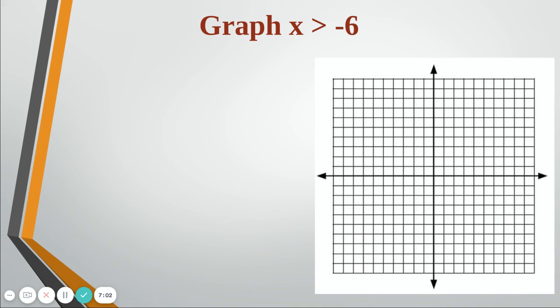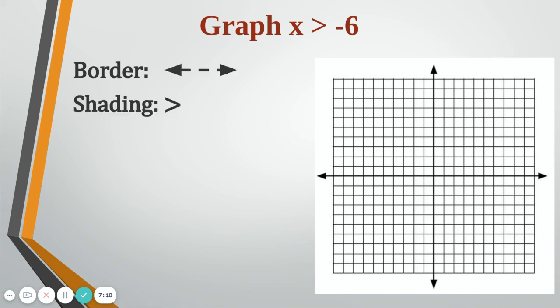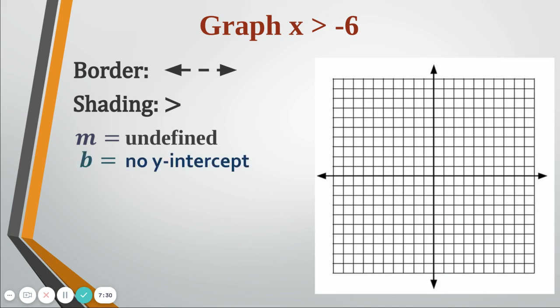Last example, this time I have x is greater than -6. Well, the greater than means my border is a dashed line, and because we don't have a y, we're not shading up or down, so I'll go ahead and finish that towards the end. My slope, well, since I have x is greater than -6, that means that this is a vertical line, so my slope is undefined. And I don't have a y-intercept since it's a vertical line crossing through -6 on the x-axis. So I have a dashed line going up and down through -6 on the x-axis.